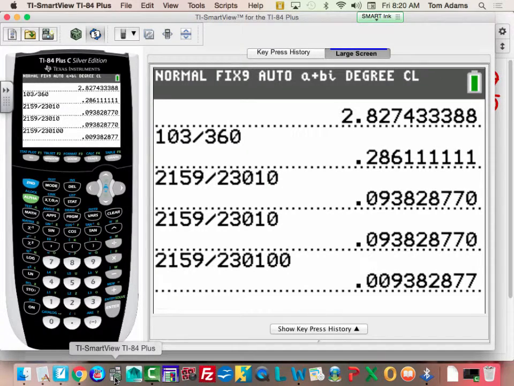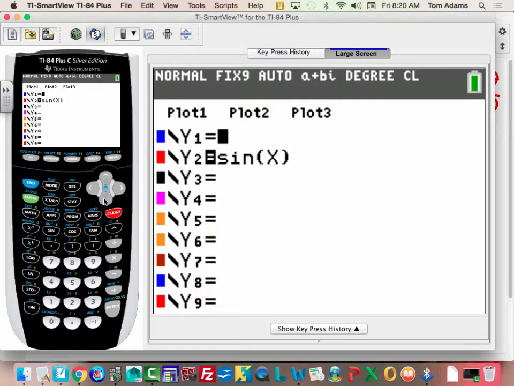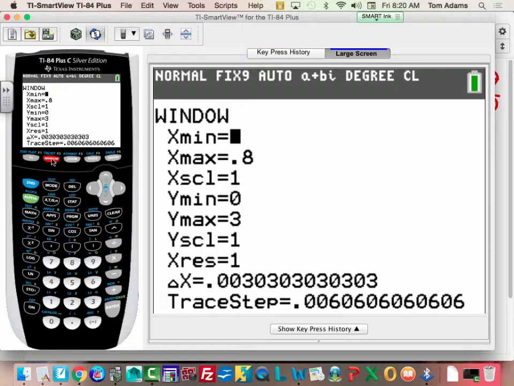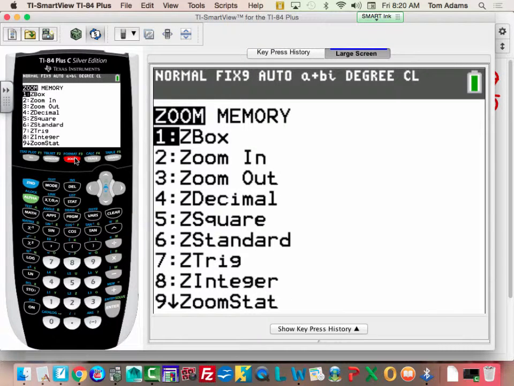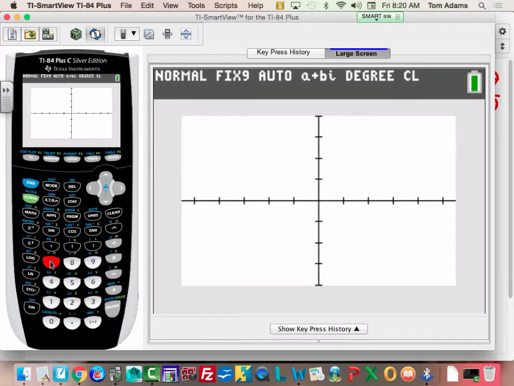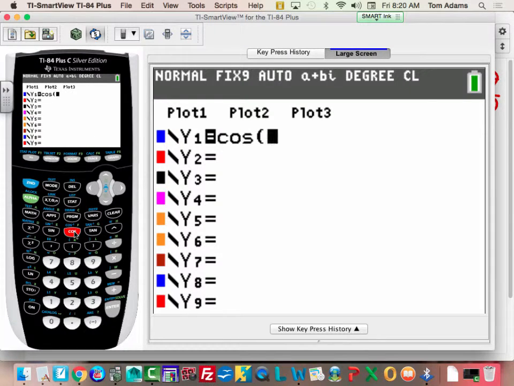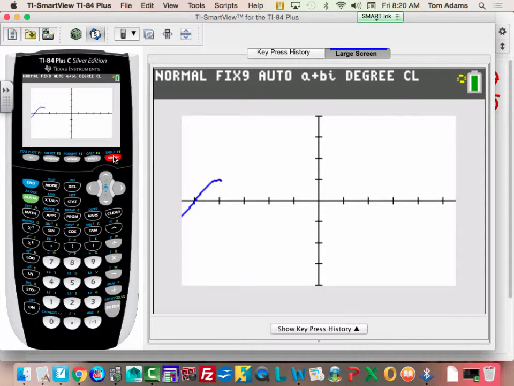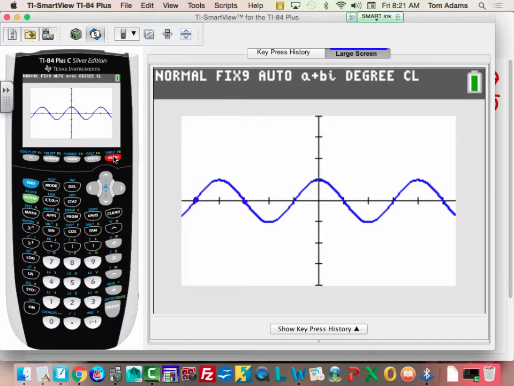So let me show you what I mean by that. If I clear this out, I have to go to a standard window. Actually, I'm going to do trig, so I'm going to do 7. And if I graph cosine of x, that's going to be the blue function. We see at certain points cosine is equal to 0. Right here, we have cosine equaling 0.